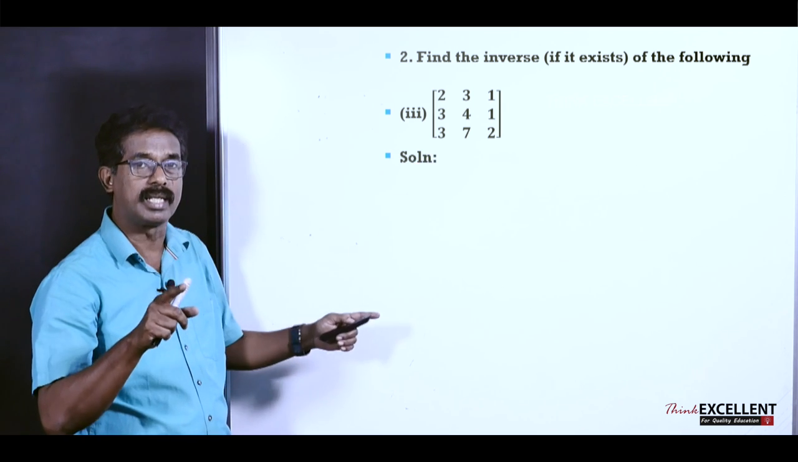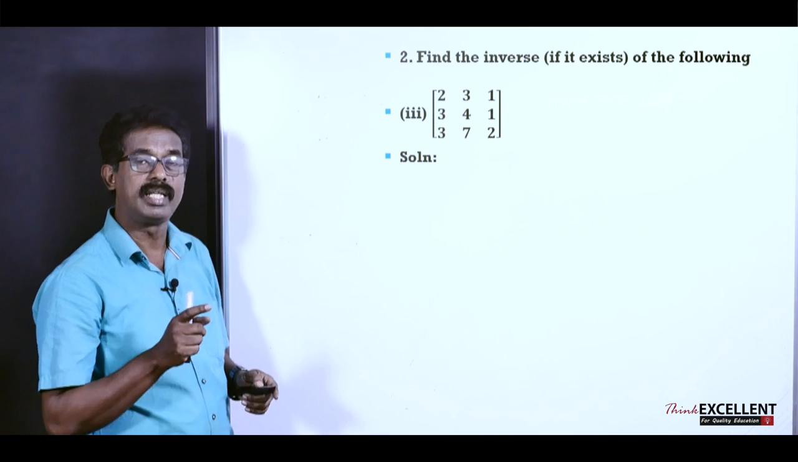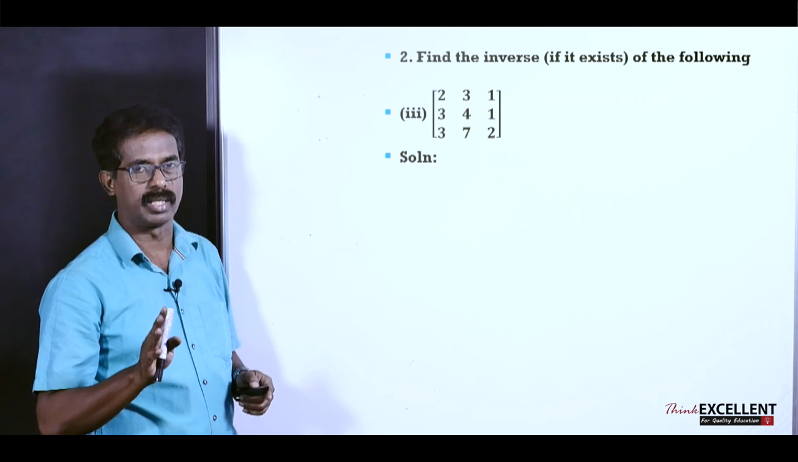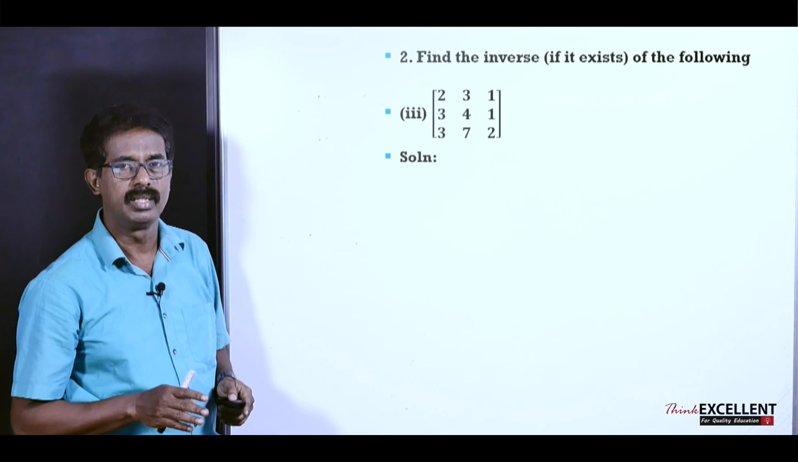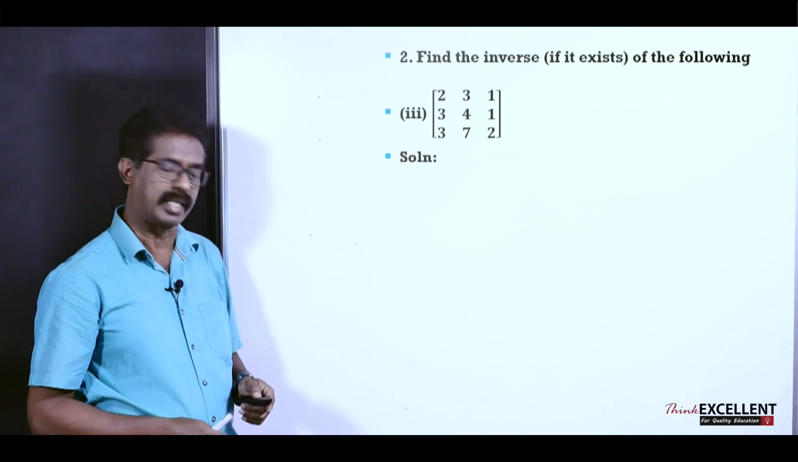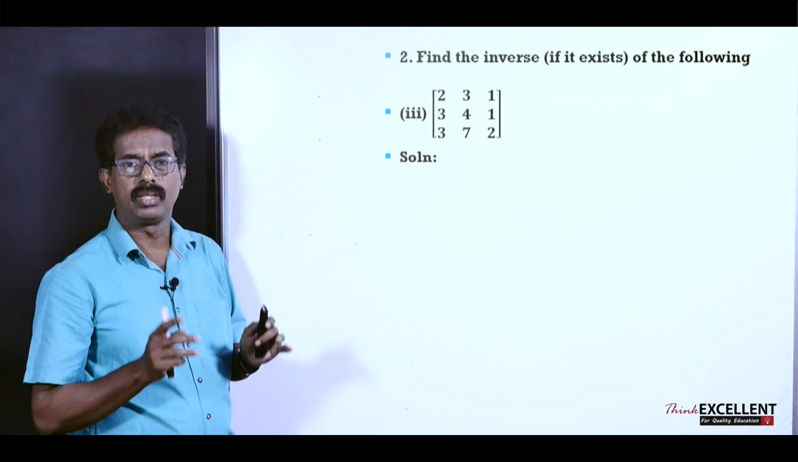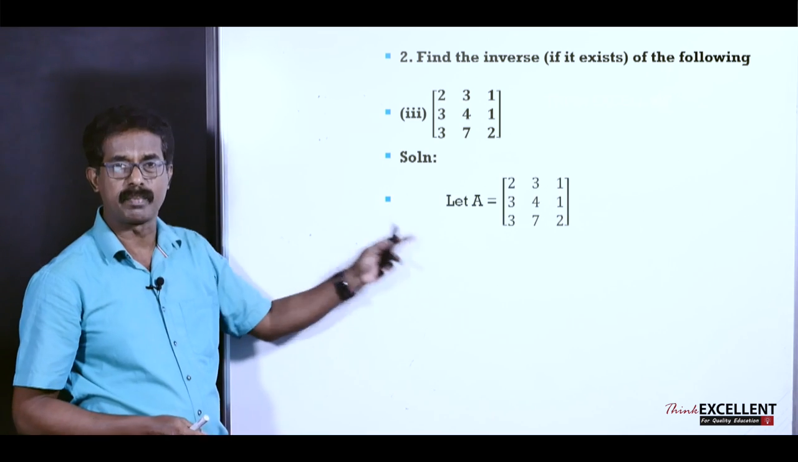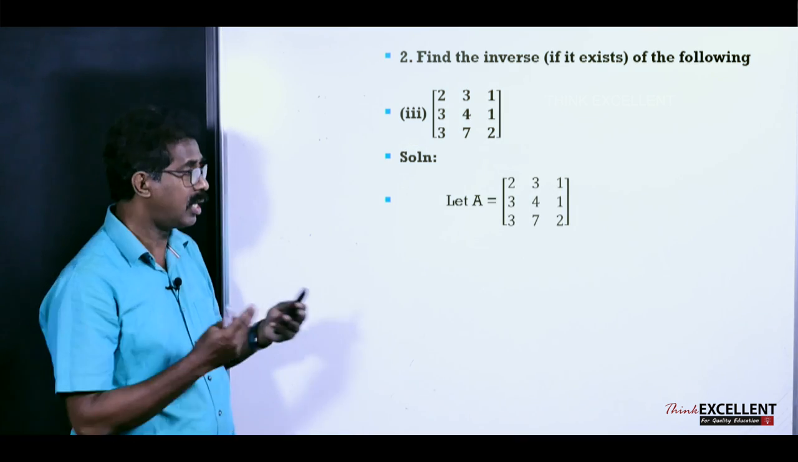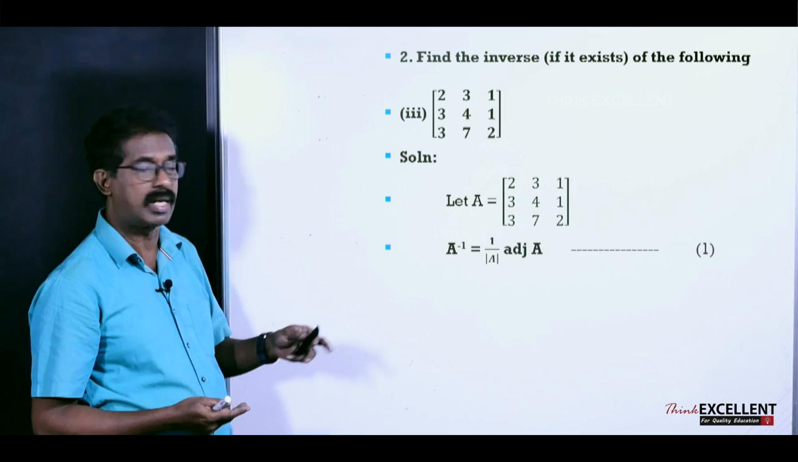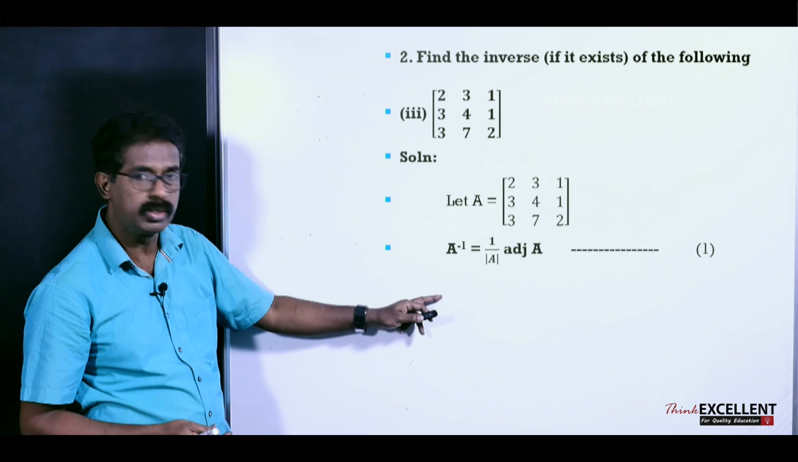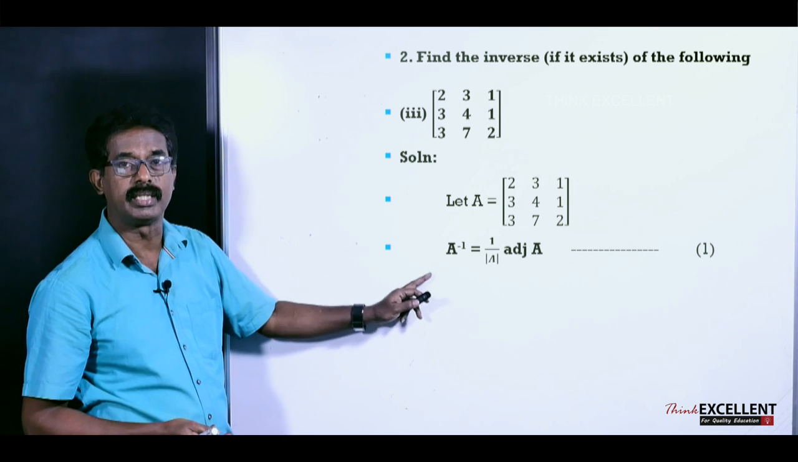But one more thing is there, determinant A you have to find, right? If determinant A is not equal to 0, inverse exists, non-singular. If determinant A is 0, inverse does not exist. Okay, so we give a name to this matrix: let A be equal to that matrix. You know the formula, then only you know what to find. The formula for A inverse is 1 by determinant A into adjoint A. Take it as 1.